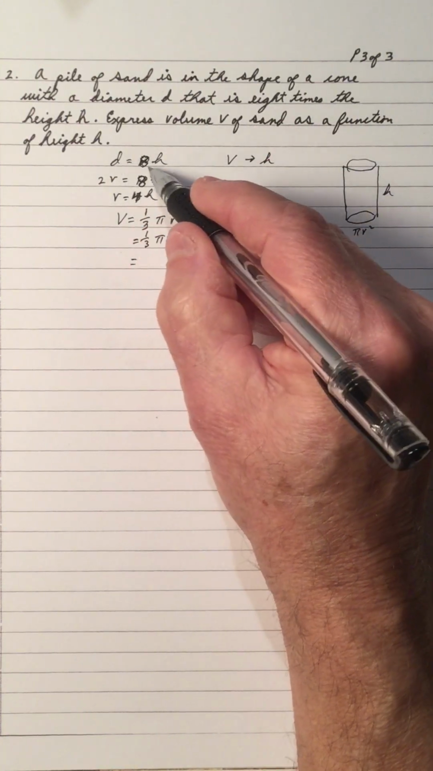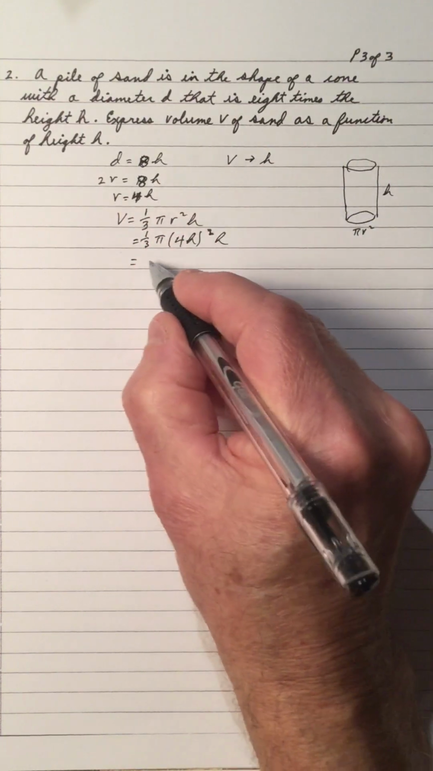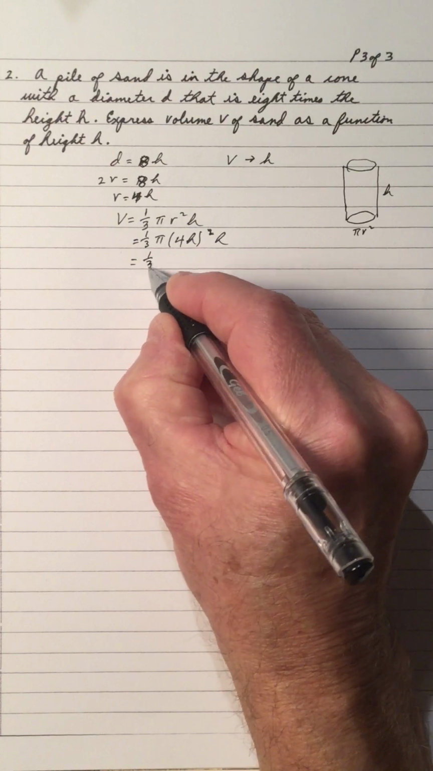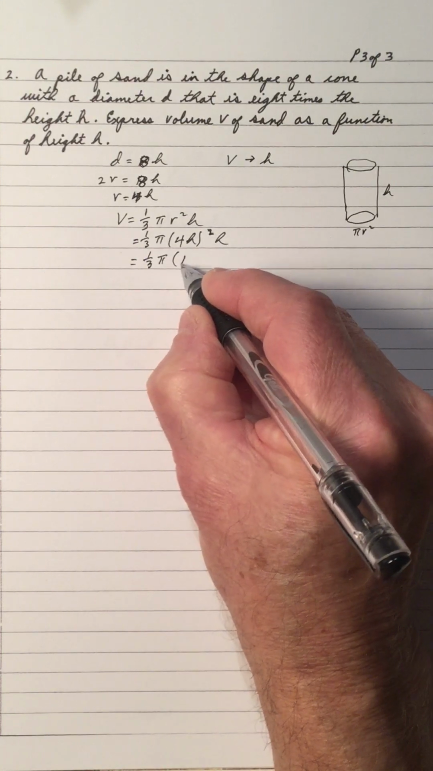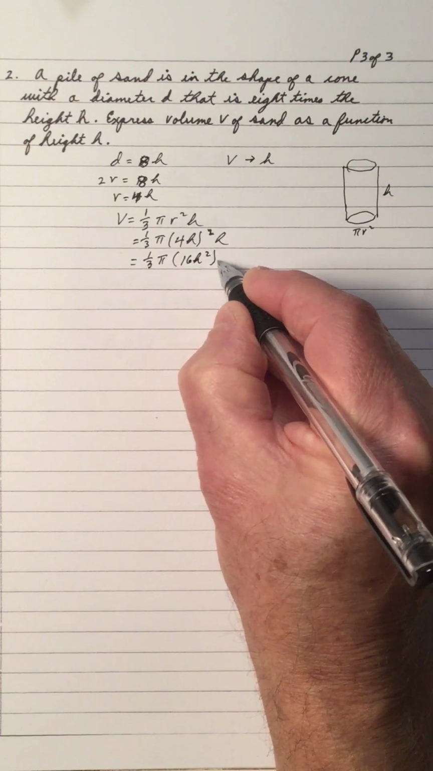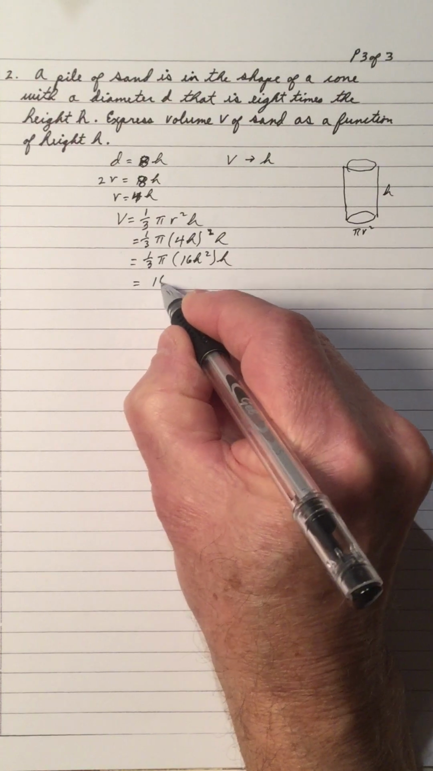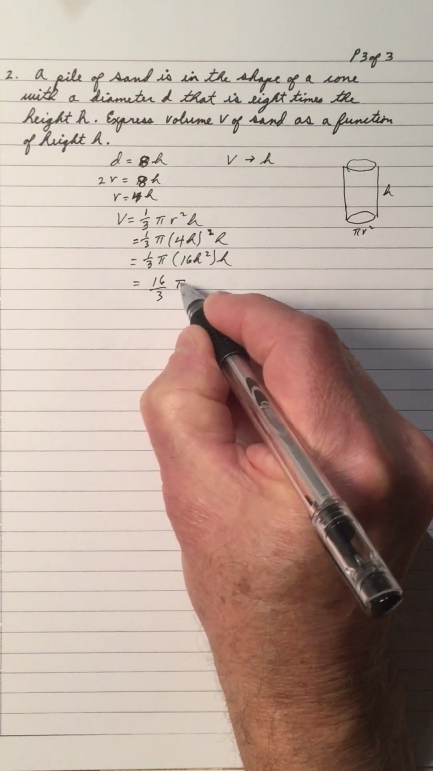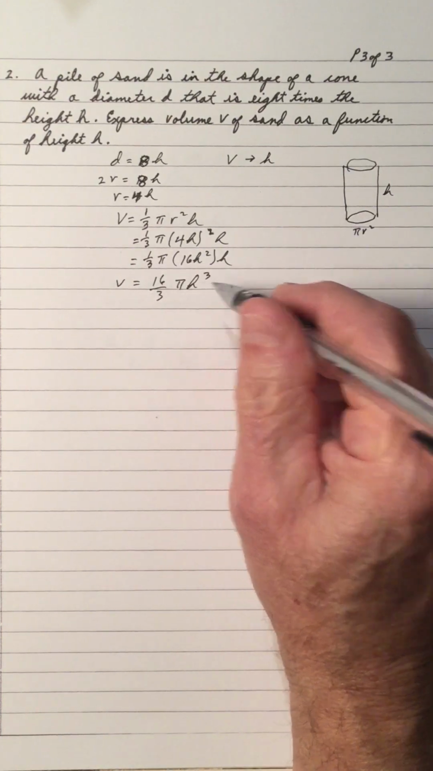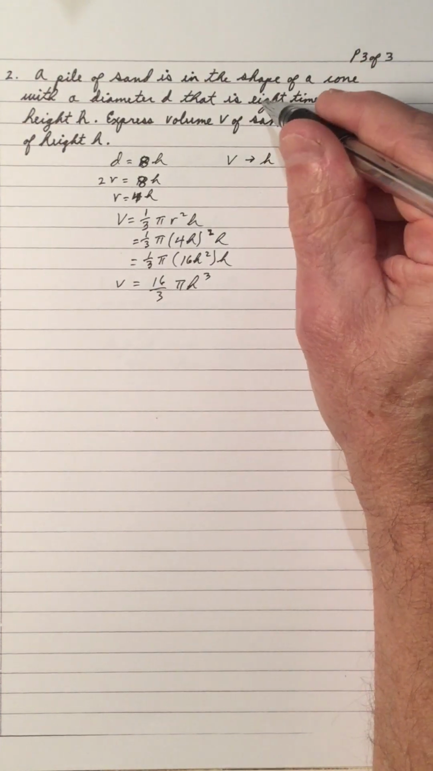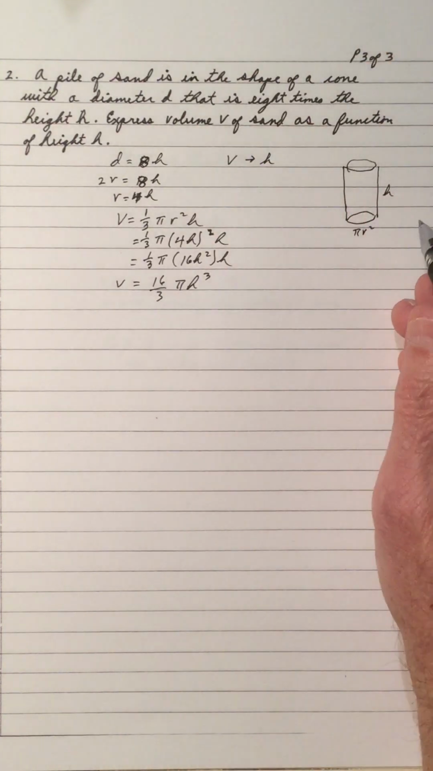So the diameter is 8 times the height. So twice the radius. That means the radius is 4 times the height. So we complete that. 1/3 pi and 4h squared. 4 times 4 is 16h squared times h. So that gives me 1/3 of 16 is 16/3 pi h cubed. So that's the volume as a function of the height based on the diameter being 8 times the height.